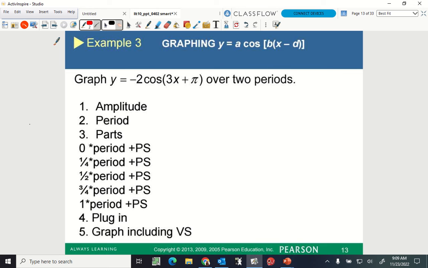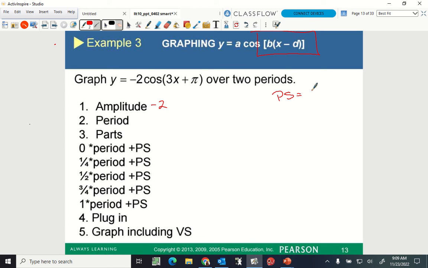All right, so help me out with this. What's going to be the amplitude here? -2. Very good. So amplitude is -2. Next thing is going to be the period, but to get the period, it's got to look like this. For my phase shift over here, I'm using this piece.